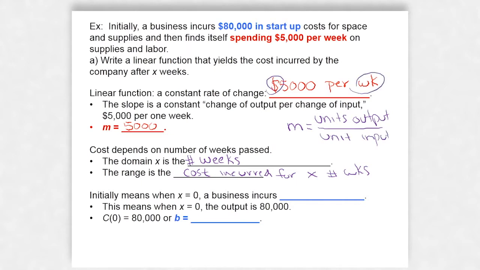Now, finally, let's go ahead and take a look at initially. That means when x is 0. So when what is 0? Is it the cost or the number of weeks? The number of weeks. Number of weeks is 0. The business incurs what? It incurs an $80,000 cost. Very good. I'm going to write that in. $80,000 startup cost. Excellent. So evaluating that particular function, C of 0 would equal 80,000, and that value of b, therefore, would be? 80,000.